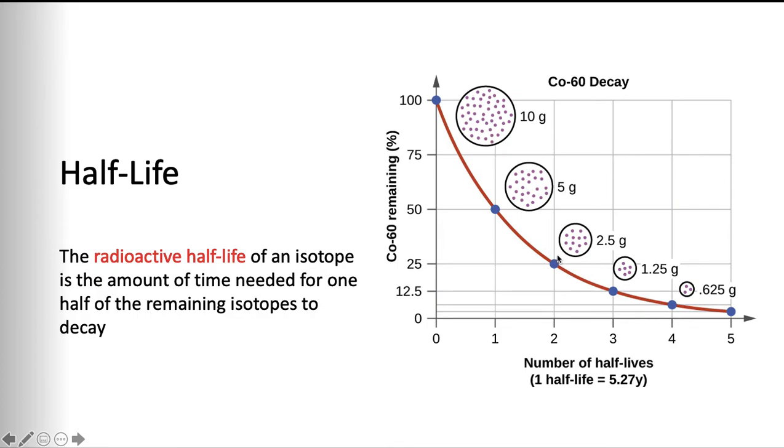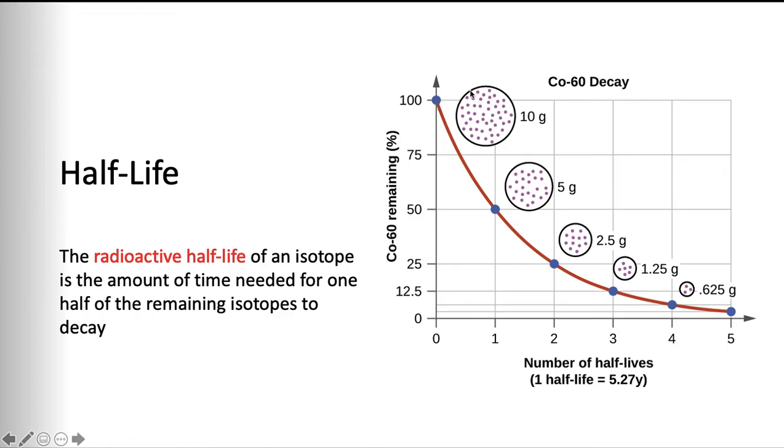Let's talk about half-life. Every isotope that decays has a particular half-life. So what is a half-life? The half-life of an isotope is the time it takes for half of the original isotopes to decay into a different type of isotope. In this graph, I have the cobalt-60 remaining, and here I have the number of half-lives. One half-life is 5.27 years.